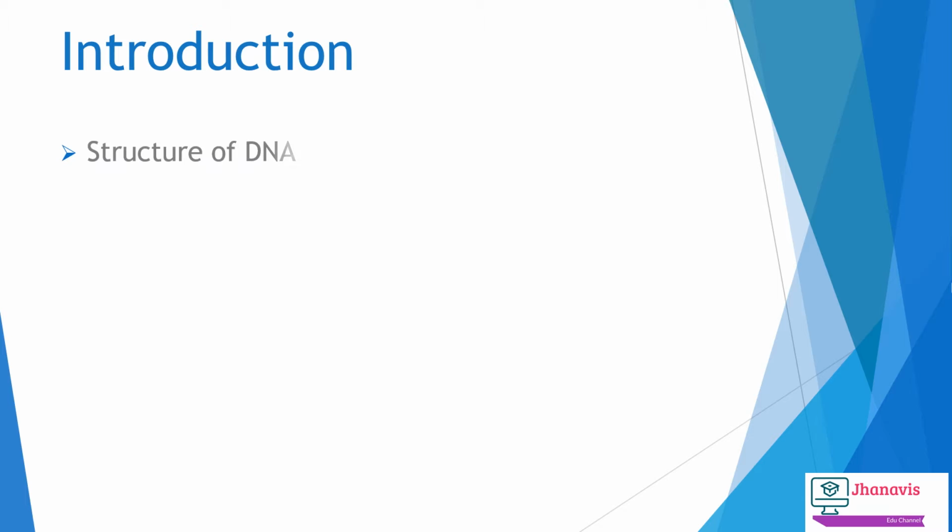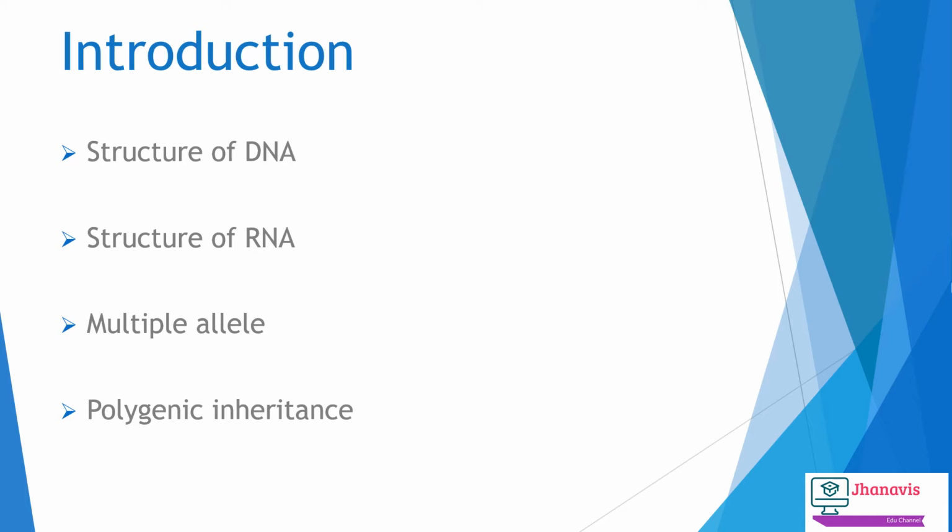Hello friends, today we are going with the next part of genetics where we will study the structure of the DNA, the structure of the RNA, and gene interaction, the remaining parts of gene interactions like multiple allelism and polygenic inheritance.